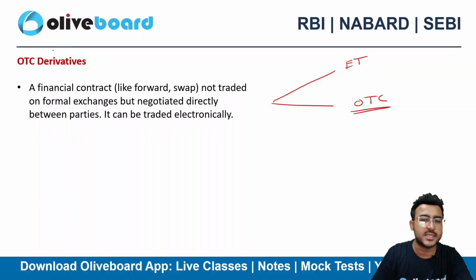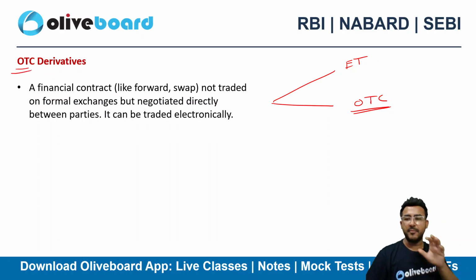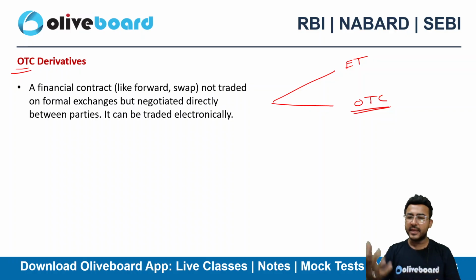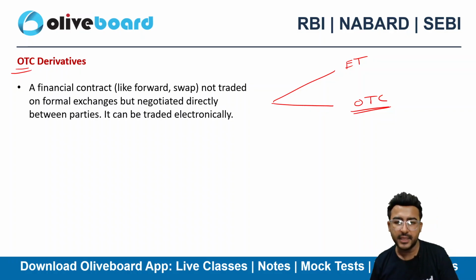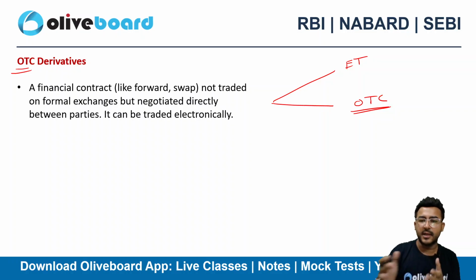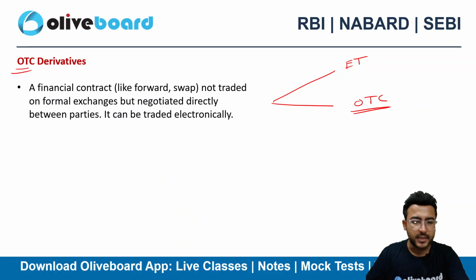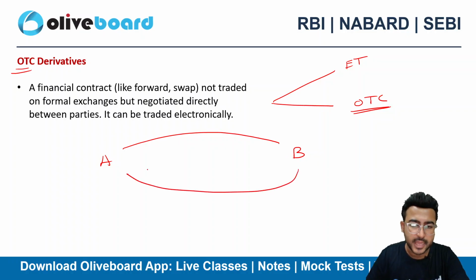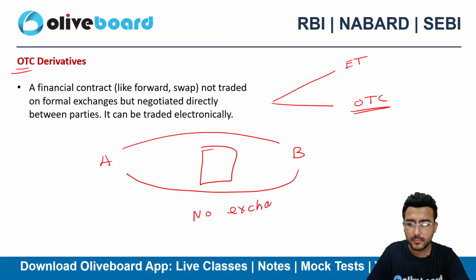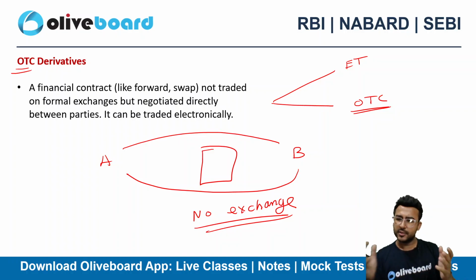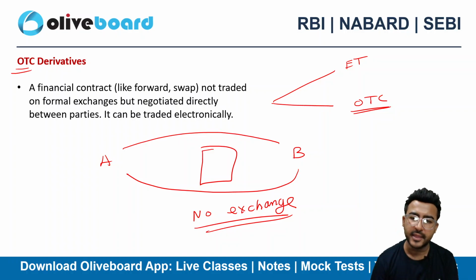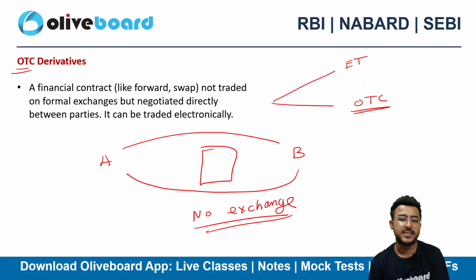Now, as the name says, this is over the counter. That means we have entered into a contract directly with the counterparty, across the table, right? So if A wants a derivative contract with B, he will be directly doing that contract. There is no exchange in between. That's why we call it over the counter. Both parties will sit at the counter and make the contract. OTC contract, no exchange in between.